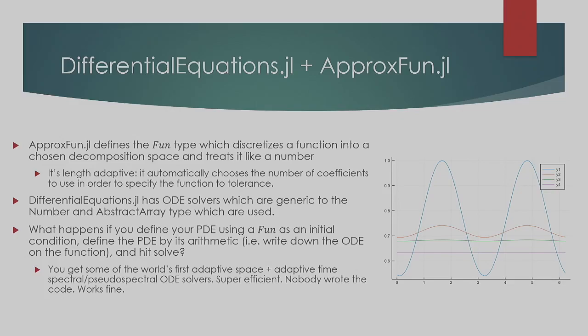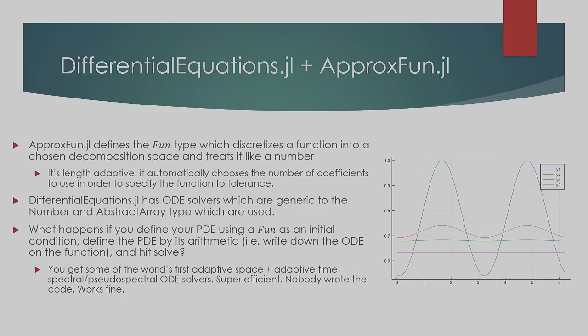ApproxFun defines this function type, Fun, which represents an arbitrary function by its coefficients in some discretization space. It's a lot like Chebfun, if you know about Chebfun. For the ODE solver, I let one of these scalar functions be the initial condition to my ODE. I define the ODE for the PDE, for how it evolves. Once I do that, you just stick it in there, and ta-da, now it's solving PDEs, because those are the same thing as ODEs where your scalars are functions.